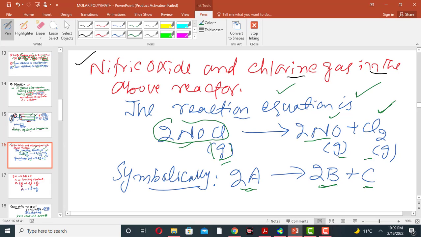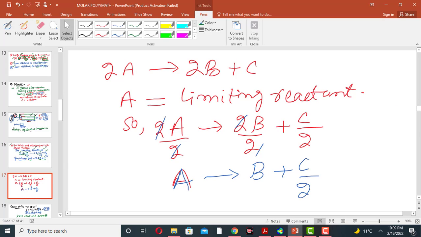So 2 moles of nitrogen oxychloride give 2 moles of nitric oxide and 1 mole of chlorine gas in the above microreactor. Symbolically, we can write 2A gives 2B and 1 mole of C, where A is a limiting reactant. Remember, nitrogen oxychloride here is our limiting reactant. So we can write the above equation as 2A gives 2B plus C. Now, dividing through, 1 is the stoichiometric coefficient of A, and likewise for B, and 1 is the stoichiometric coefficient of C.